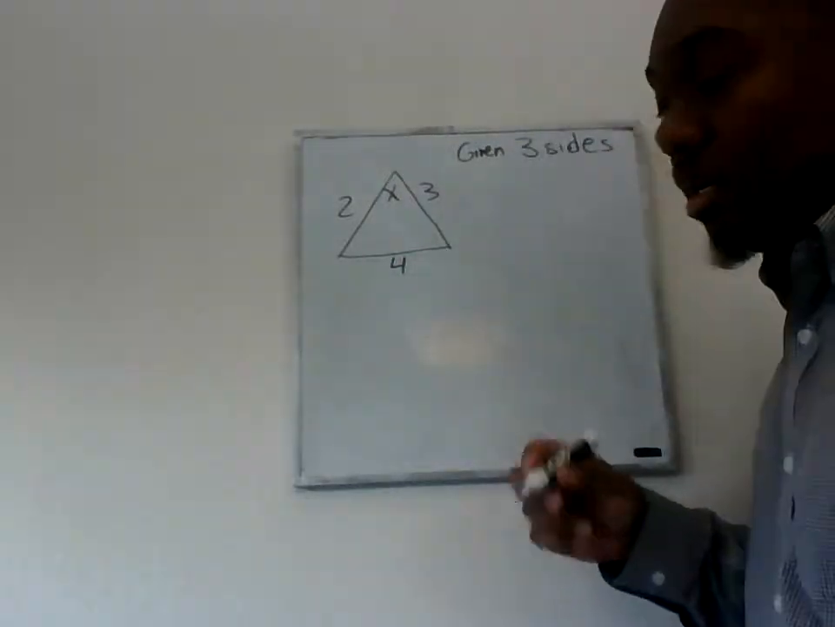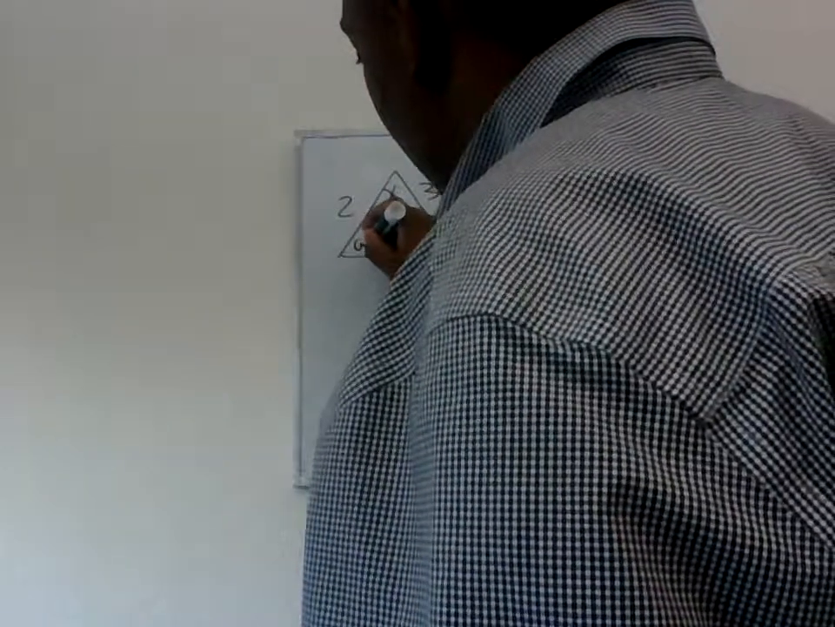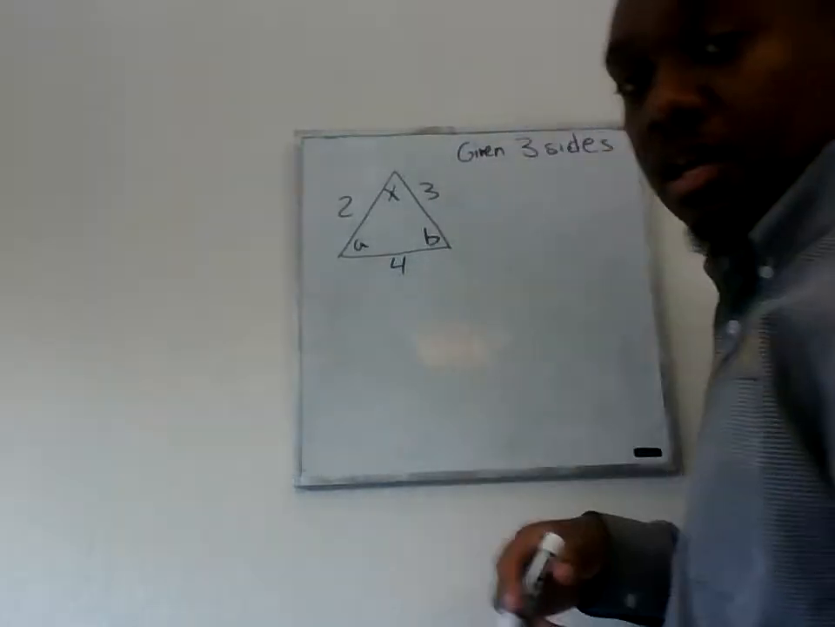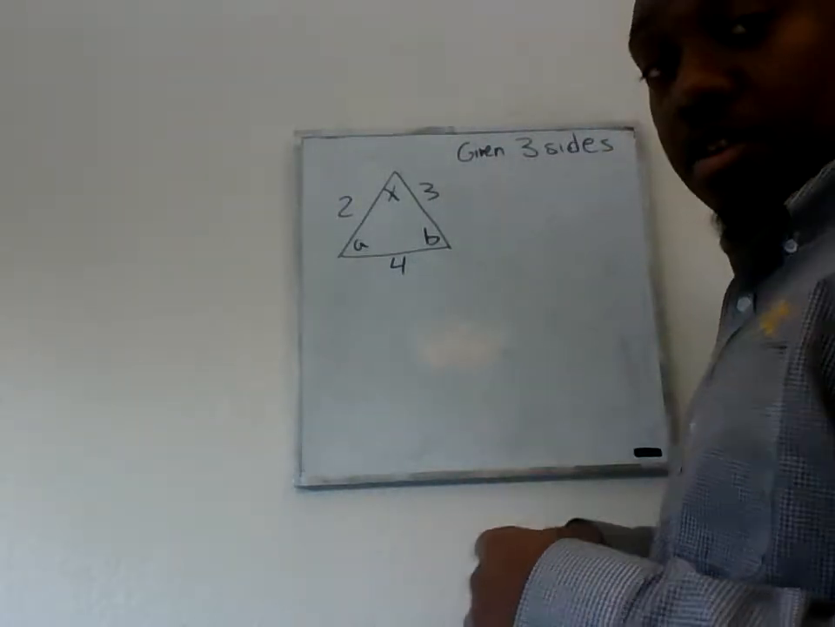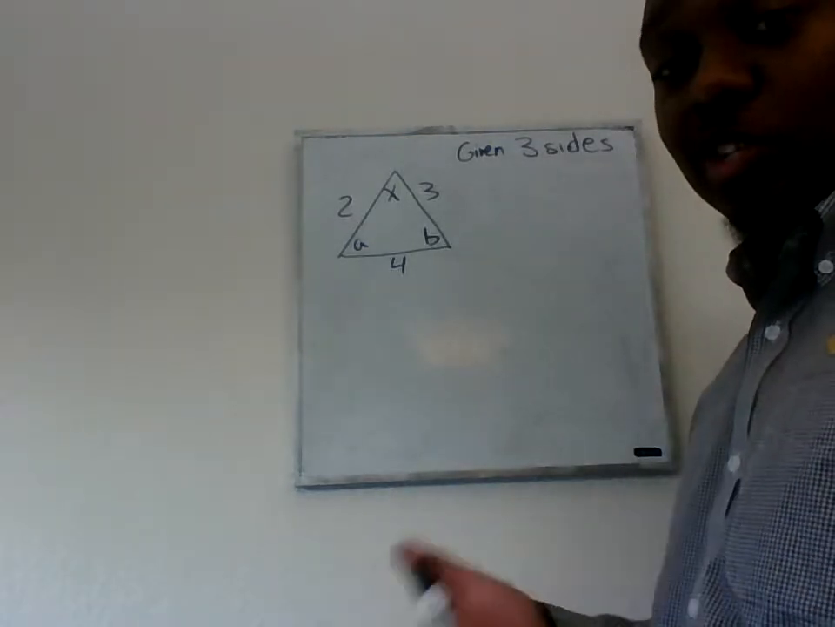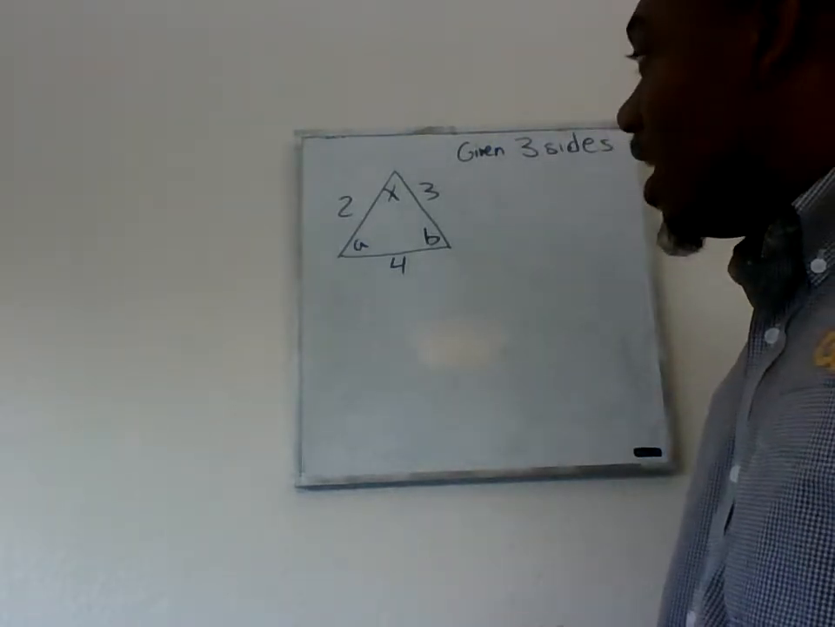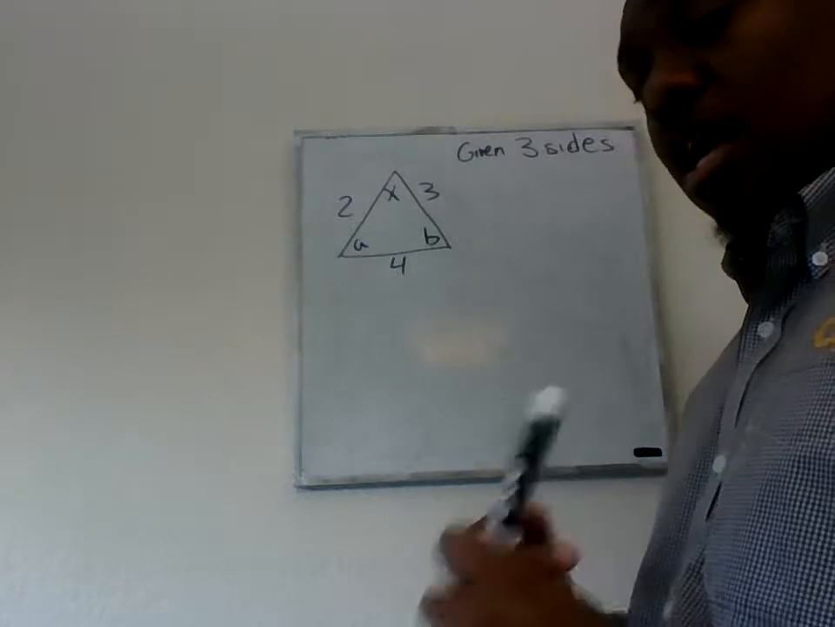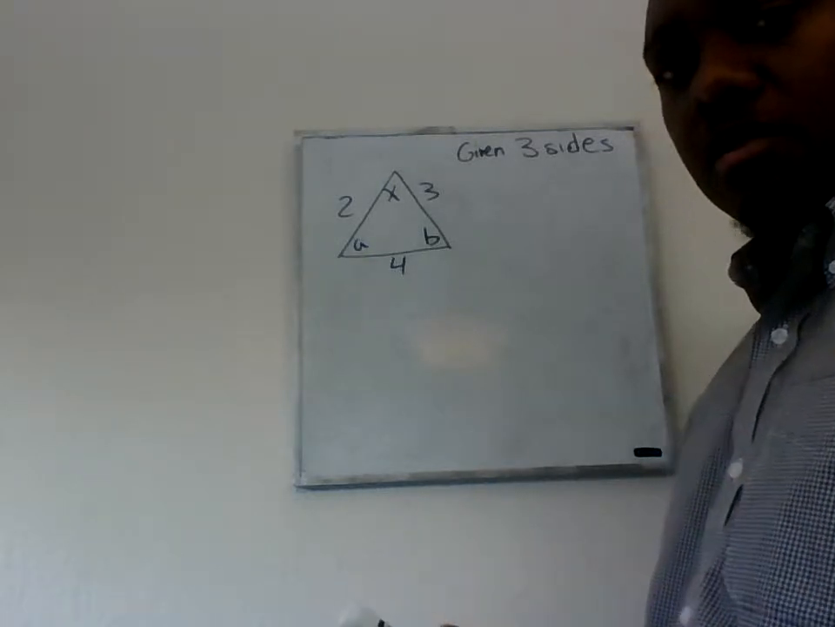We'll call that X. And we can call this one A, and we can call this one B, just in case we want to find the others after the fact. We'll probably just find two for this video, so that leaves you the third one to find on your own. So how do we find the angle?